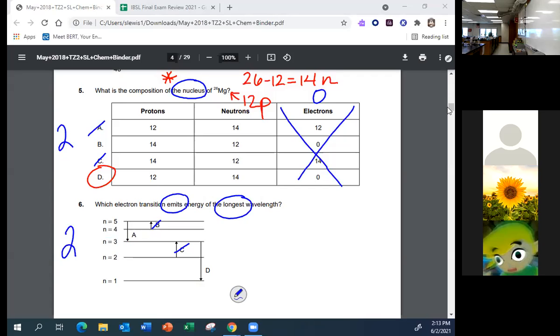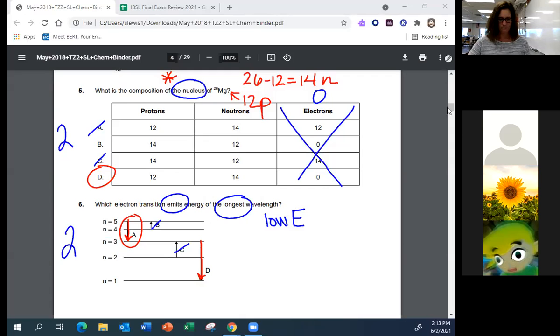Now, the longest wavelength means it's a lower energy transition. And so you're looking for the shortest arrow, in which case is going to be A. Okay, because this is the energy difference here. If you measure that, it is going to be less than the energy difference here of the longer arrow. Okay, because of the spacing of the energy levels. Any other questions on 5 or 6?